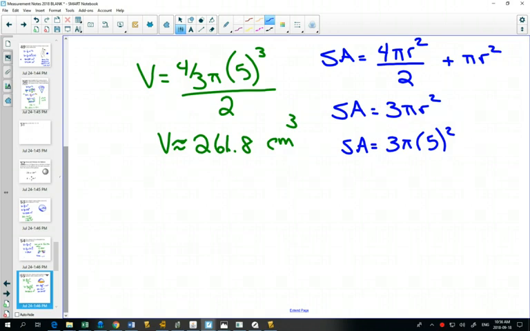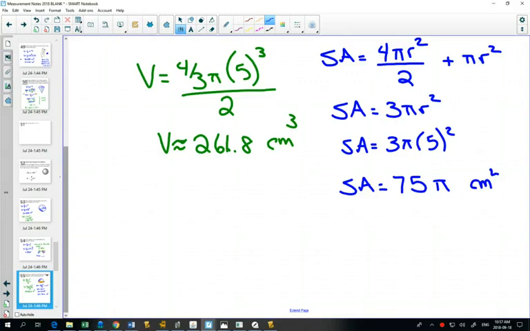Now, leading you up to higher level math when you do math in grade 11 and grade 12. In this question, you can do 5 squared, right? 25. You can do 3 times 25, 75. So would you agree that this is the same as 75 times pi? The last thing I haven't multiplied is multiplying by pi. In higher level mathematics, they would get you to leave your answer like this. 75 pi centimeters squared.